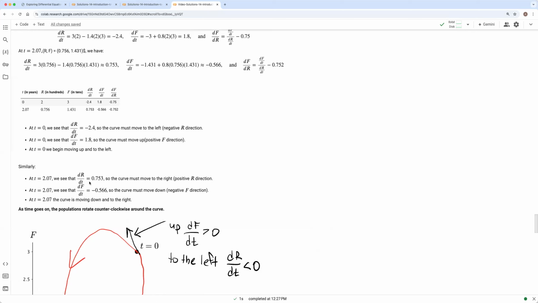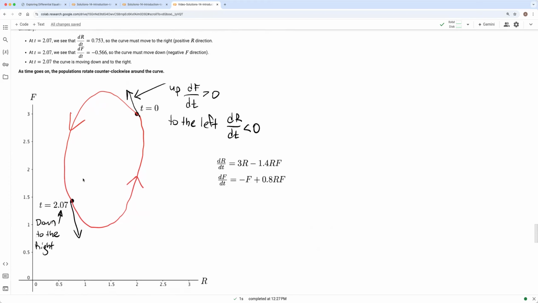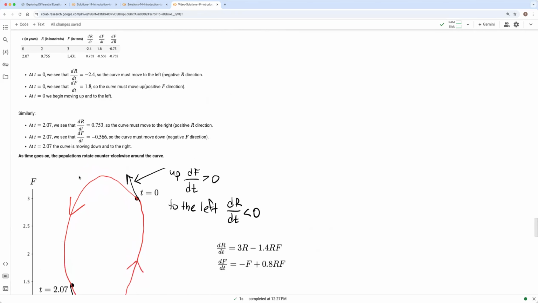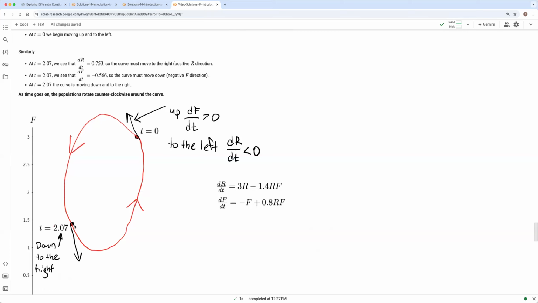And similarly, at time 2.07, when I'm down here at the point where r is approximately 0.756, f is 1.431, the dr dt was positive. So that means we're going to the right. We're moving in the positive r direction. The df dt was negative, so we're moving in the negative vertical direction. So this means we're moving down and to the right at this point. So this gives us this counterclockwise rotation around this curve.